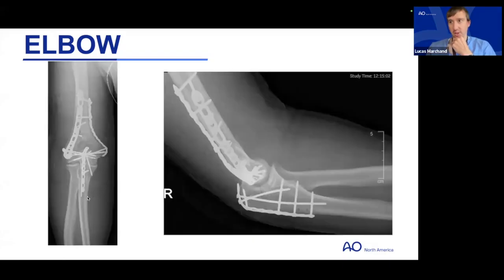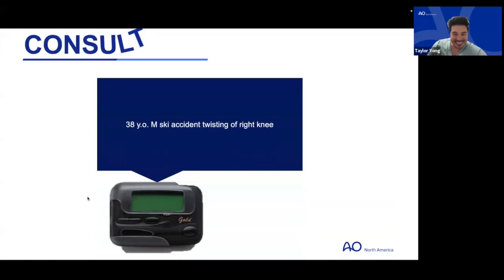Fantastic. Here's your dessert with that complex intra-articular distal humerus dinner fixed beautifully by Dr. Kellum. You're a wizard. No. All right, Dr. Stephenson, we're back.